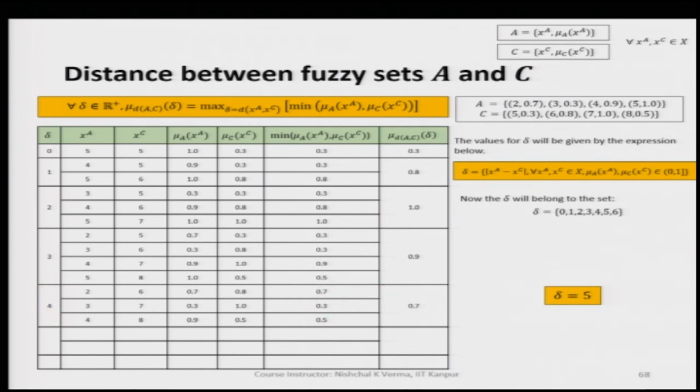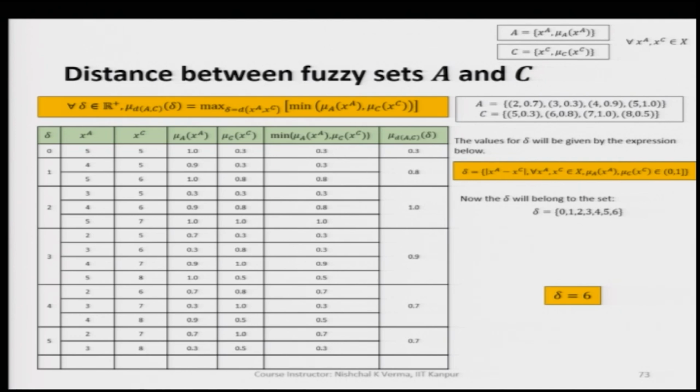Now, let us do the same exercise for delta is equal to 5, and when we see, we are getting 2 pairs, 2 7 and 3 8, and both are responsible for delta is equal to 5. So, let us enter these values here, and here we are getting 0.7 as the maximum of 0.7 and 0.3. So, this way this is also done.